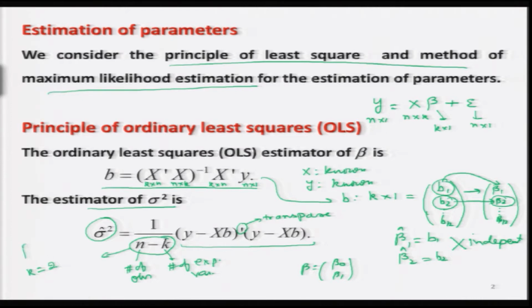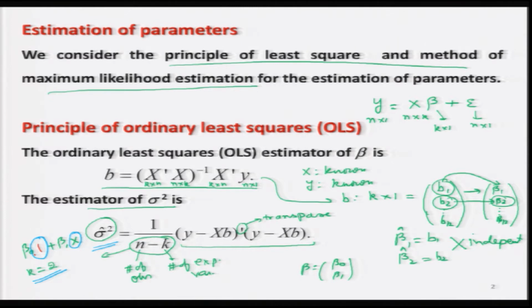Because you were writing the model beta 0 plus beta 1 x as beta 0 times 1. So that means you had two explanatory variables: one was a variable which always takes the value 1 and another was your x. So remember the point which I am trying to emphasize, which sometimes creates confusion among students, is that the divisor in the case of the estimator of sigma square is given by 1 upon the number of observations minus the number of explanatory variables.